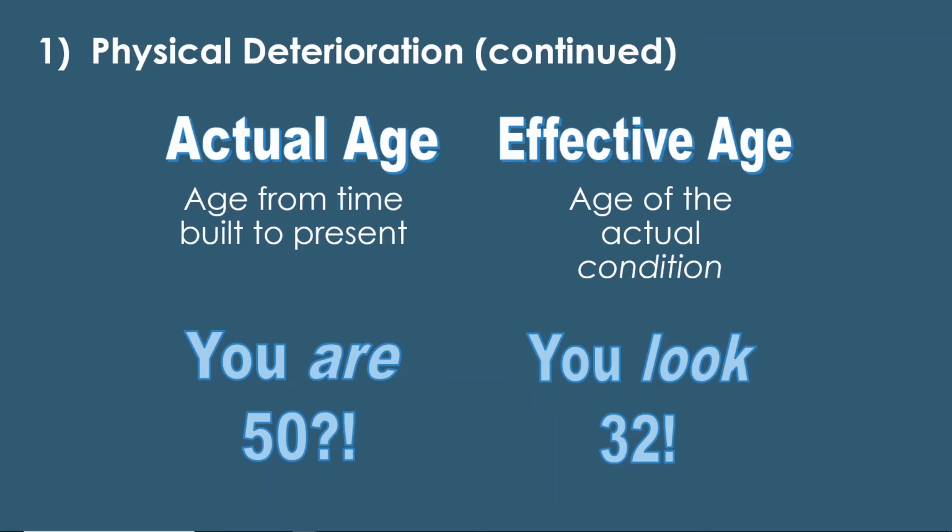I made a joke. It was a birthday for somebody in real estate, and I gave him a birthday cake. And I said, actual age 50, effective age 32, since they're in real estate. And they got a real kick out of it because, yeah, they might have just turned 50, but they look 32. So you may be 50, but if you look 32, that's your effective age versus your actual age. And this is what we're talking about in regards to real estate.